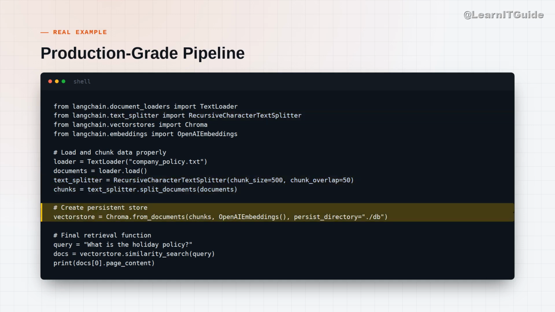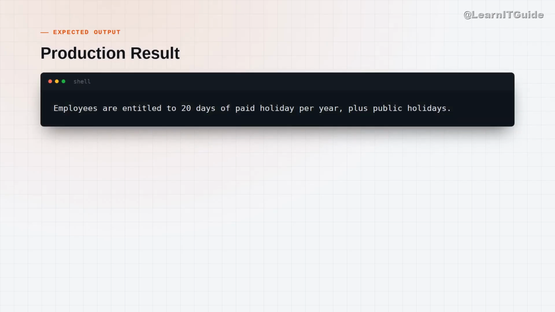Then we create a persistent store, saving the database to a directory on disk rather than keeping it in memory. This ensures your data survives when the script stops. This is the pattern you would use in a production application. This output shows that our production pipeline correctly parsed the file, indexed it, and retrieved the specific holiday policy. This is exactly the kind of reliable data retrieval you need for an enterprise chatbot.